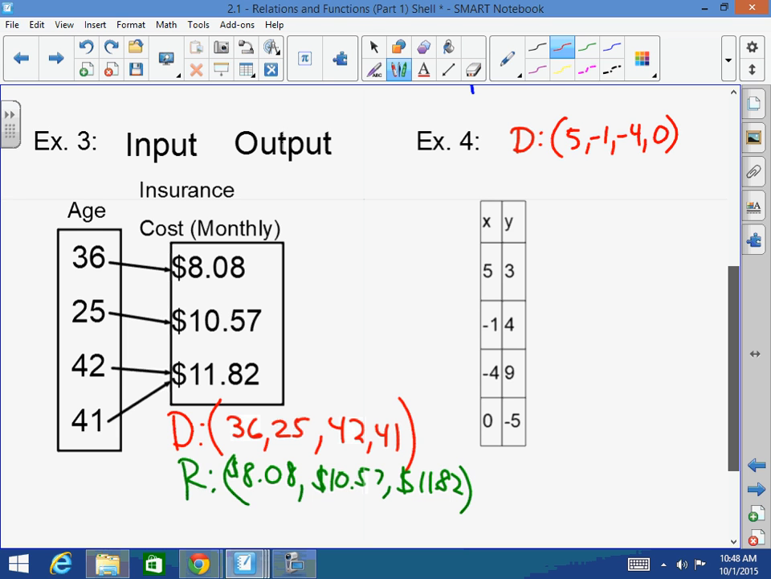What is the range? Please remember that the range is just a fancy name for the blank values, for the y values. Good. So what's my range here, my brothers? 3, 4, 9, and -5. Giddy up.